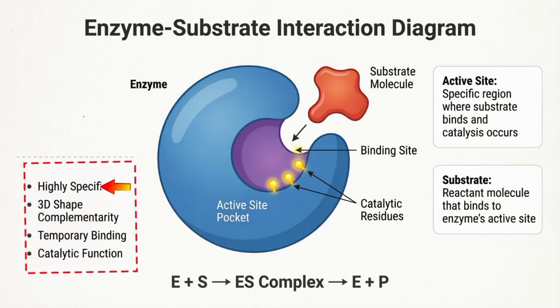Highly specific, enzymes are picky. One enzyme usually works with only one specific substrate. 3D shape complementarity. The shape of the active site matches the shape of the substrate perfectly, like a puzzle piece. Temporary binding. The substrate doesn't stay there forever, it binds, reacts, and then leaves. Catalytic function. The enzyme lowers the energy needed for the reaction to happen.